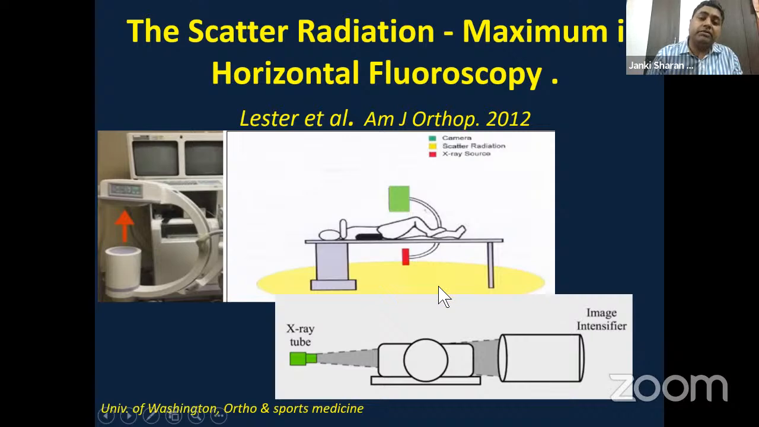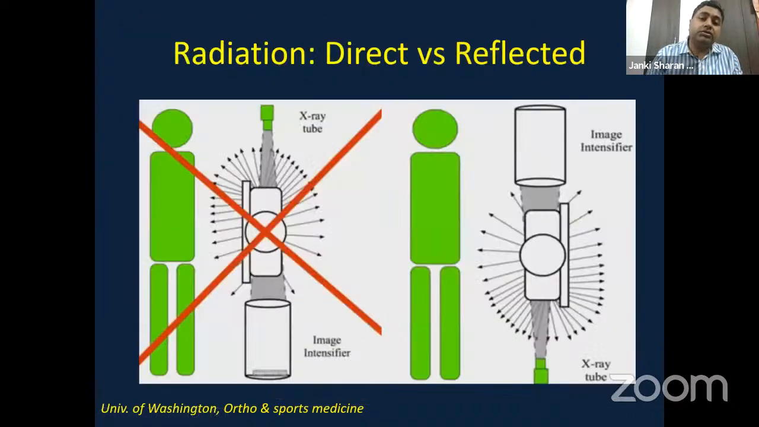We'll see in the next slide why it is so, because what we are getting is the reflected radiation. When we are using the X-ray tube from this side, the upper part of the body gets more reflected radiation than the lower part of the body. And most of the vital organs are in the upper part of the body. So it's better to use it downward.